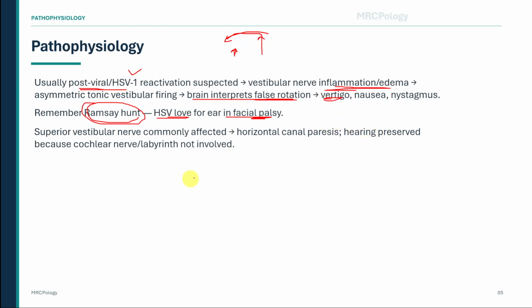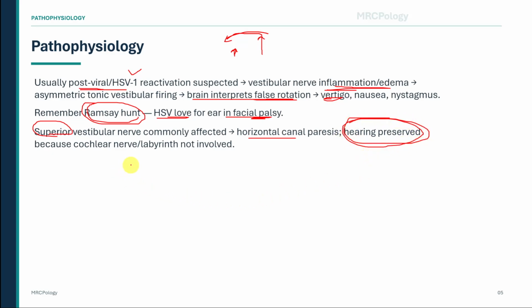Superior vestibular nerve involvement is common, so the lateral horizontal canal is often affected. This gives a horizontal vestibulo-ocular reflex abnormality, which becomes very important when we discuss the head impulse test. Hearing is preserved because the cochlear nerve and labyrinthine hearing structures are not primarily involved.